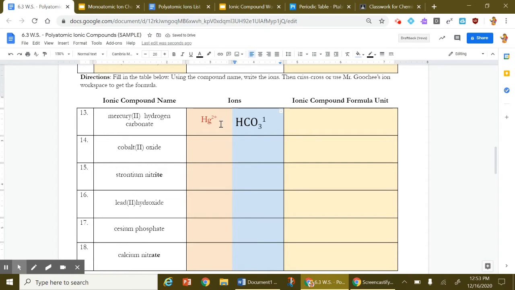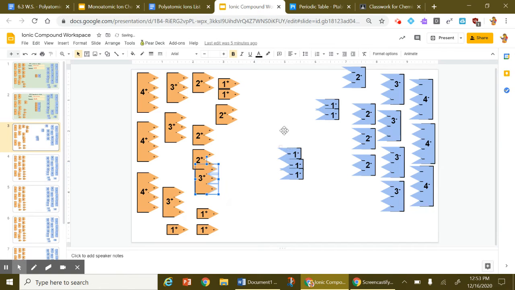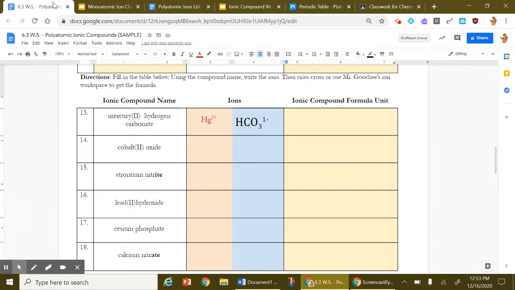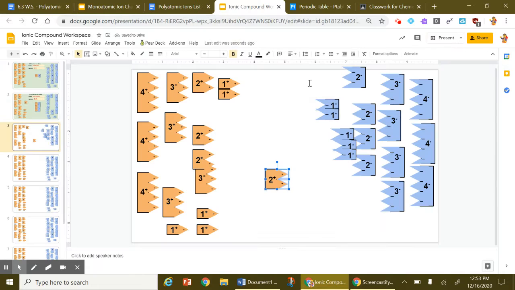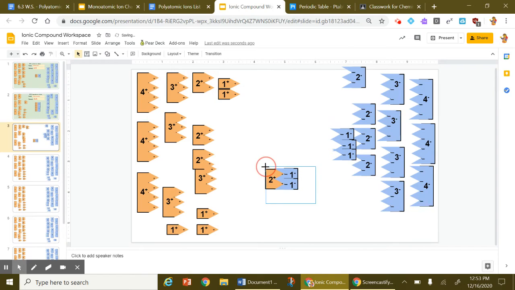Hydrogen carbonate has a 1 minus charge. Mercury has a 2 plus charge. Let's figure out the formula, and I'm going to do the drag and drop here. This mercury was a 2 plus, this hydrogen carbonate a 1 minus. So let me grab some of these 1 minuses. 1, 2. Okay, so we needed 1 mercury and 2 of these hydrogen carbonates.